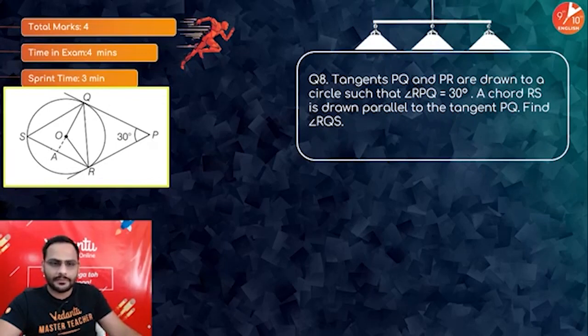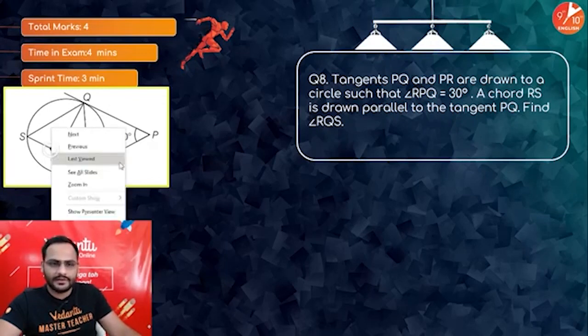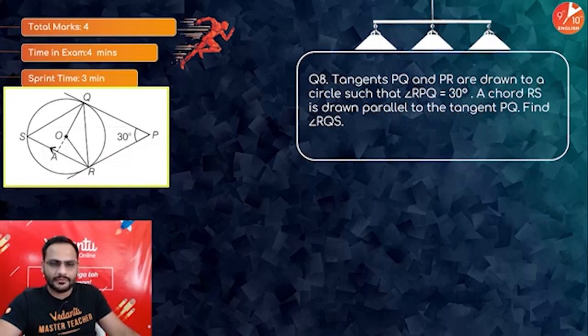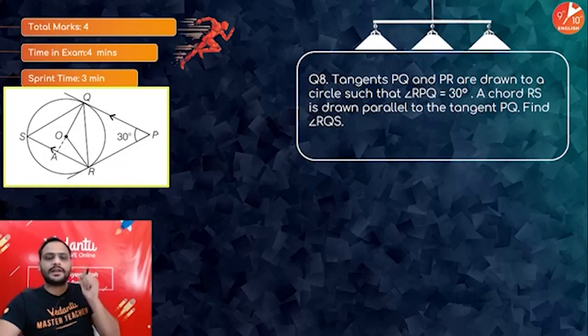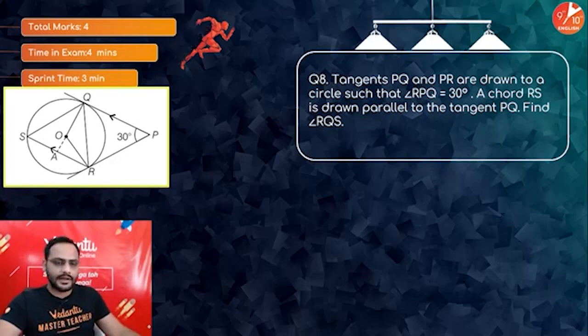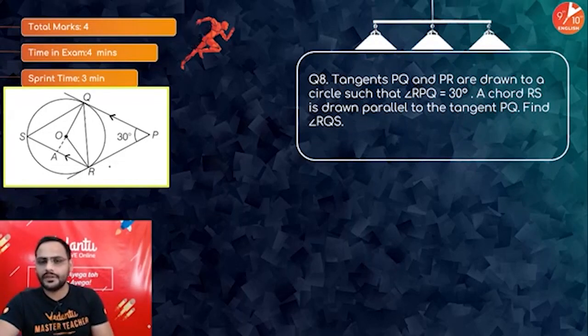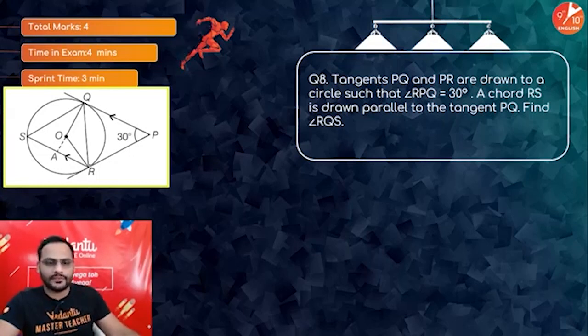Whenever this tangent thing is given, show it like this in your diagram so that you will remember that these two are tangents, because when you get tangent sides you get so many angles very easily. Alright, so we need to find out the complete angle RQS.